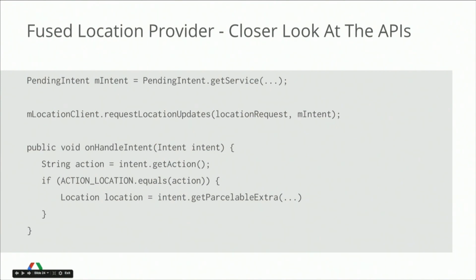So that's how it worked with listeners. What about the pending intent variant? You create a pending intent by calling get service, and call request location updates. Again, the very same function call. It takes in the location request object, and sends in the pending intent. You will get a callback with the location object. Same API, both use cases.